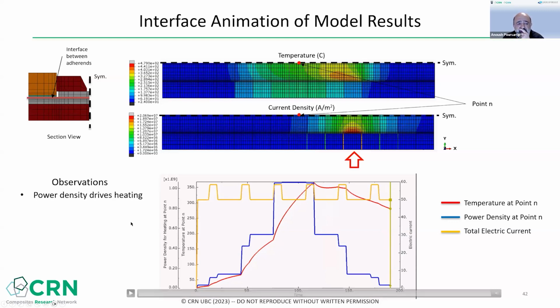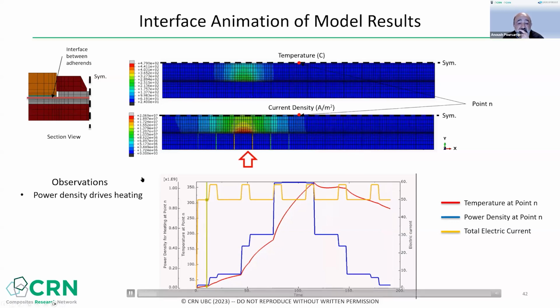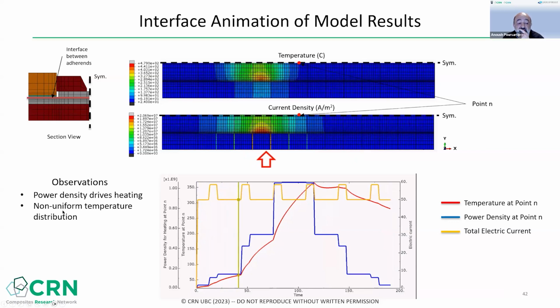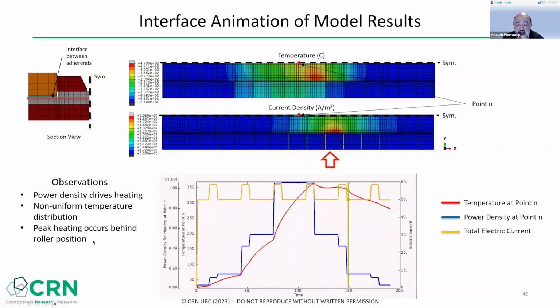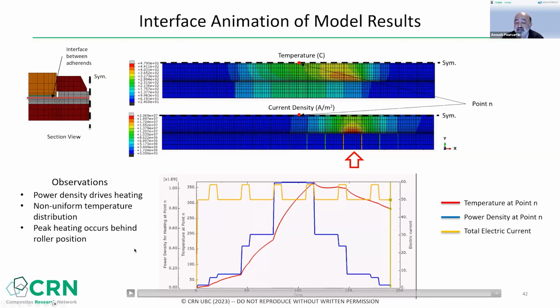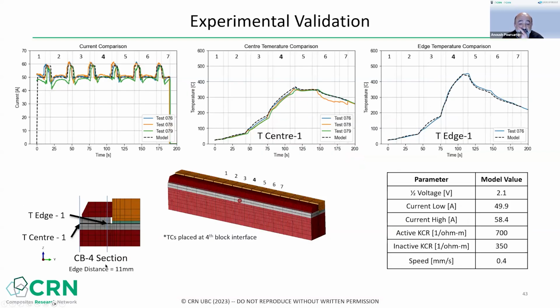Key things to observe from this are that the power density drives the heating, that it's a non-uniform temperature distribution, and this is really important. Peak heating occurs behind the roller position. So if you're interested in doing control of this system, you can't use a classic PID approach, because guess what? By the time you realize you're too hot, there's nothing you can do about it. So you need to forecast what's going to happen, and that's where model-based control becomes important.